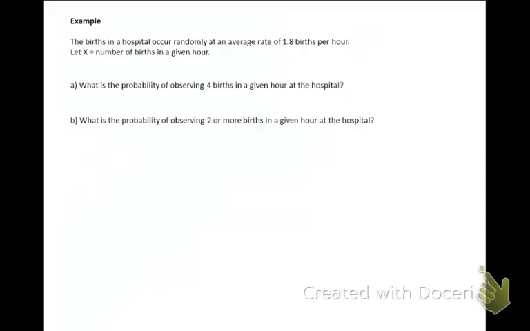Here's an example of how this could be used today. The number of births in a hospital occur randomly at an average rate of 1.8 births per hour. Let x equal the number of births in a given hour. There's 2 things we need to note.